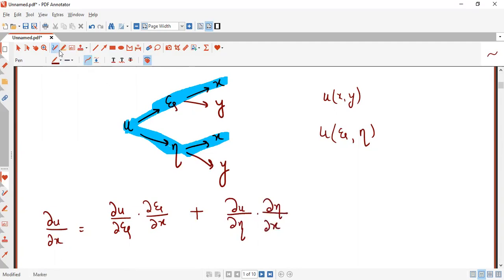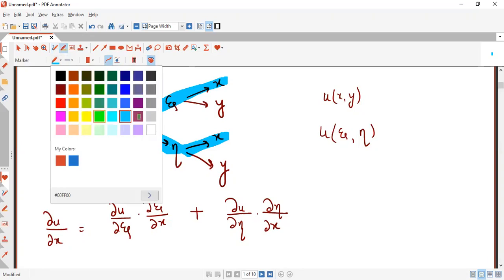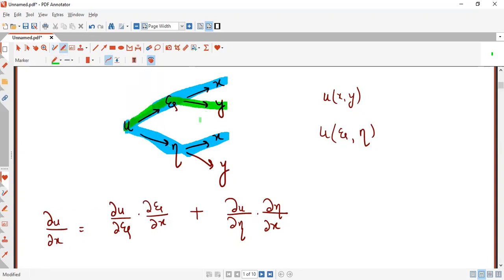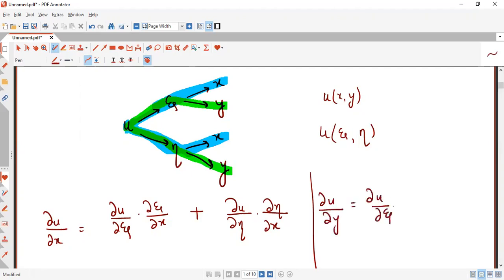Now let's find del u upon del y. What will happen to del u upon del y? Again, u to xi to y and u to eta to y. Del u by del y will be what? Del u by del xi into del xi by del y plus del u by del eta into del eta by del y. We move on with both the variables.